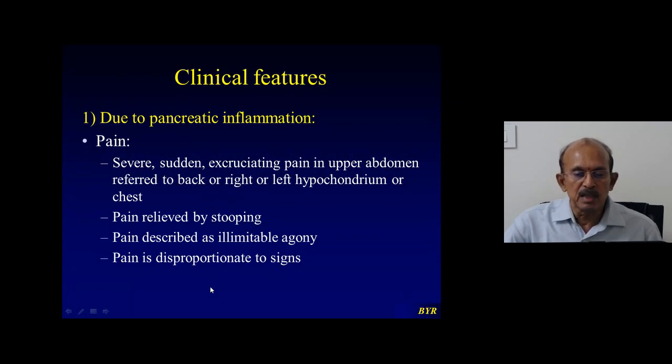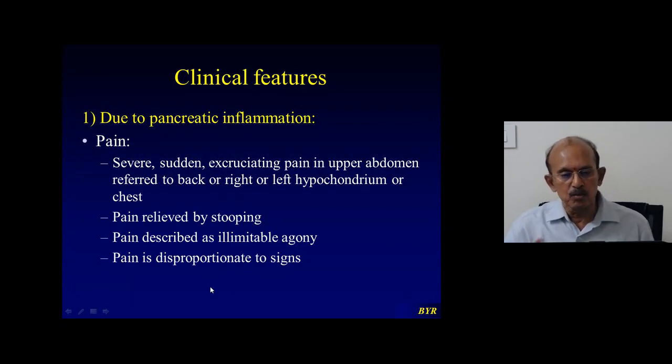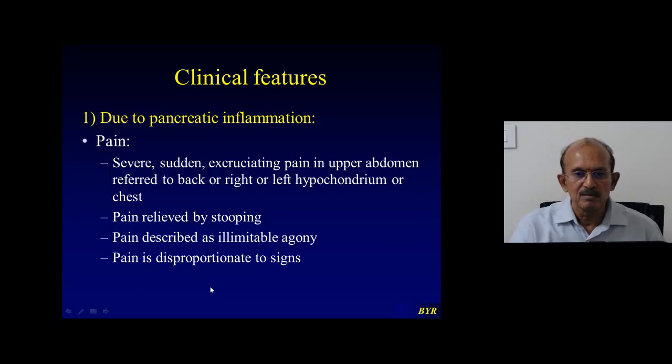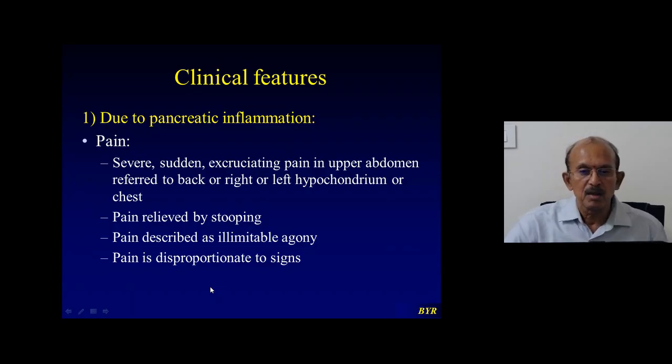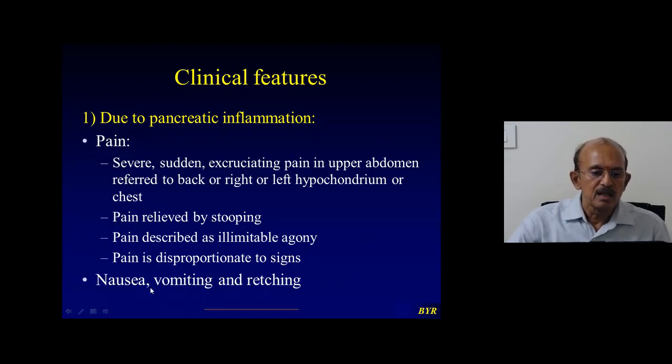The pain is disproportionate to the signs. When that patient comes to you, you expect that the abdomen will be completely having guarding. But when you ask the patient to lie down and then examine the abdomen, you don't find any guarding. It will be soft, with mild tenderness, not so much tenderness, because the pancreas is situated deep in the posterior abdominal wall. That's why if you press from the anterior abdominal wall, the patient may feel only slight tenderness. So pain is disproportionately higher compared to the signs the patient exhibits. There is nausea, vomiting, and retching.